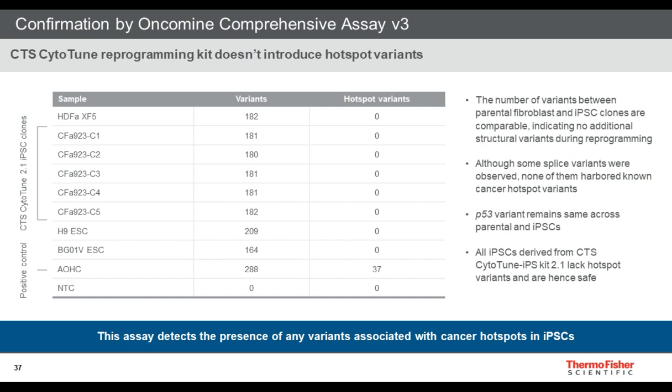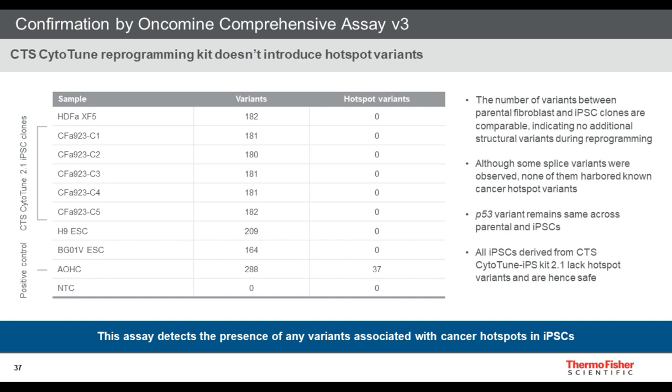So we wanted to utilize this and show that the cells that we reprogrammed, they don't have the hotspot variants. So the number of variants between the parental fibroblast and PSC clones were comparable. So as you can see on the left, we have the first line is the parental fibroblast used in the workflow here, as well as a number of subclones that we derived from that. We also have the H9 ESC line, BG01V ESC line, and then a positive control.